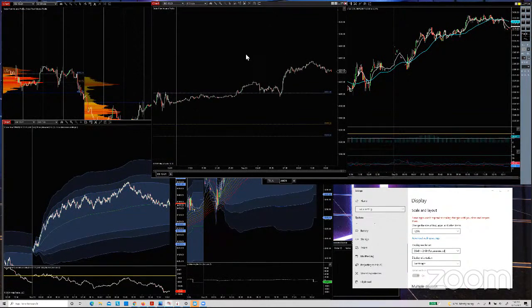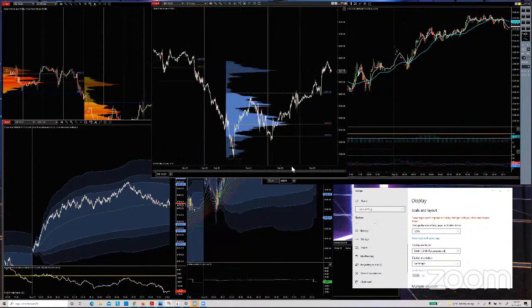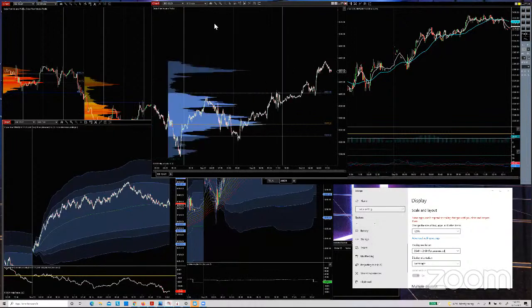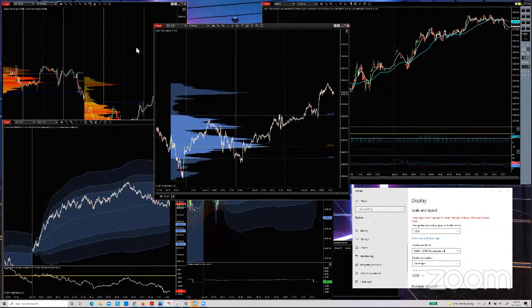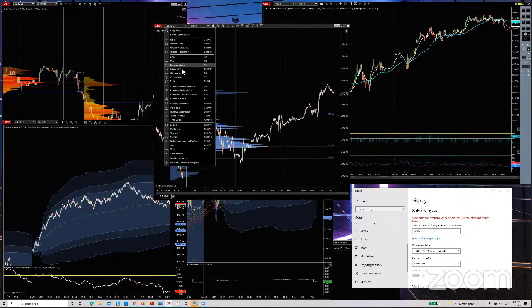Okay, and then now this one, for some reason, there we go. Here's a 5-minute volume profile chart. It's a little bit different. This one's an hourly, the one on the left. This one's a 5-minute, so this is an intraday. And again, you can mark your levels. Just go to my drawing tools.